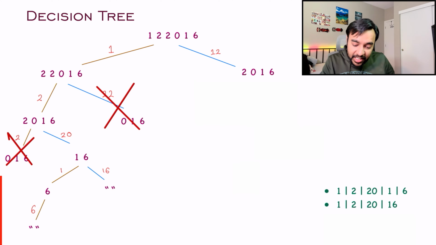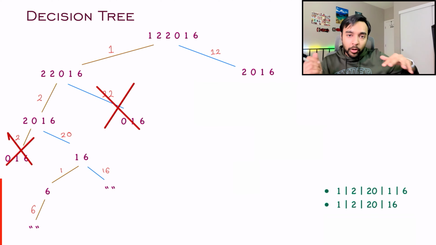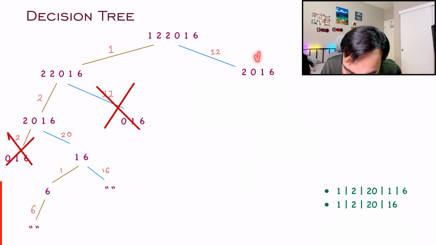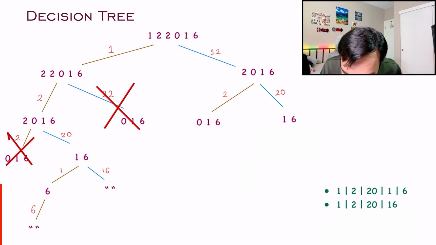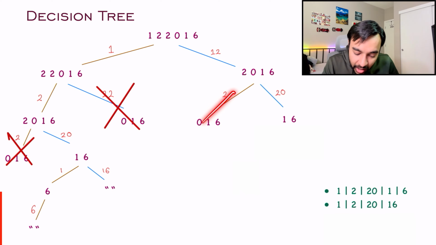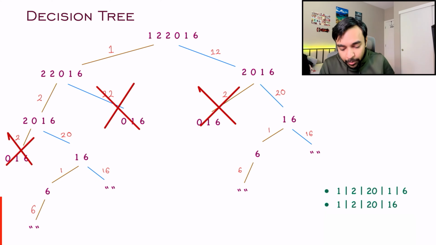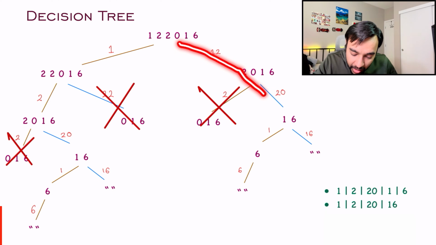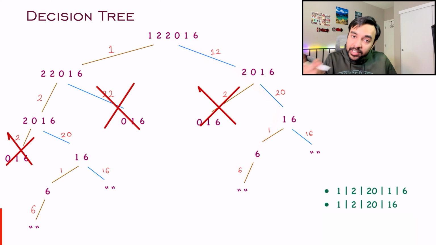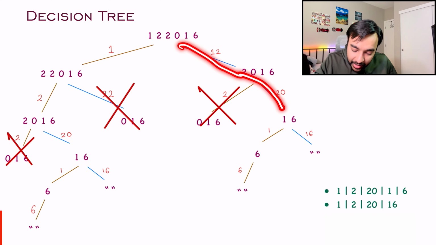But notice, we still have the right part remaining. So we are going to follow the same approach. Over here, I can either take a 2 or I can take a 20. So this gives me either 016 or it is going to give me 16. You already know that this case is totally invalid, so I can discard it totally. For the remaining case, I have a 16 over here and I will follow the same approach. I can either take a 1 or I can take a 16. And this will lead me to empty strings subsequently. So I found two more paths. The next path will be 12, then a 20, 1 and then a 6. And the other path will be 12, then a 20 and then a 16.